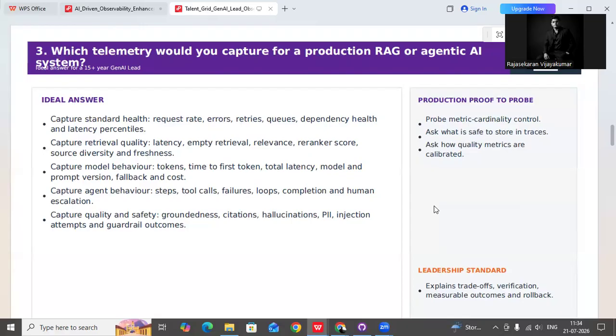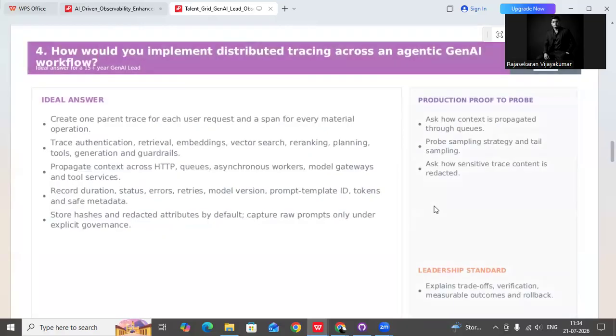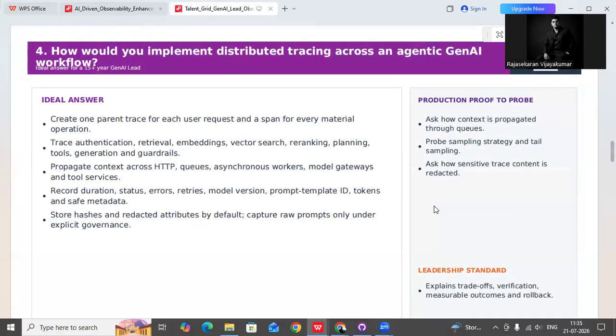Okay, great. Coming to the next one. How would you implement distributed tracing across an agentic GenAI workflow?